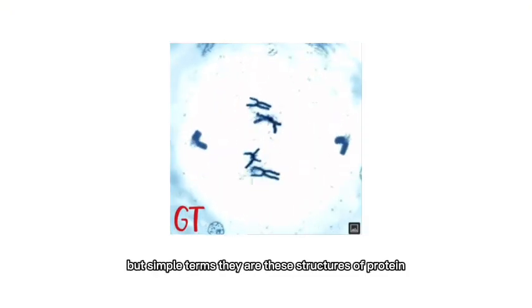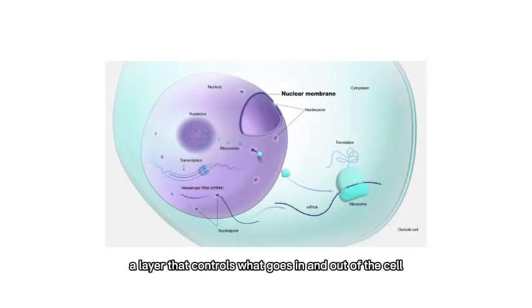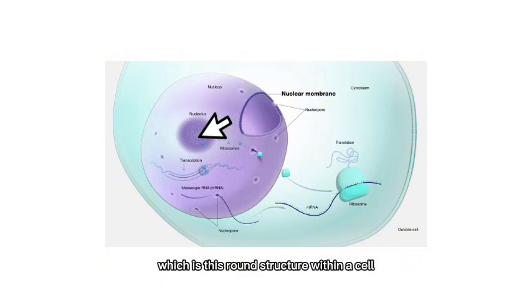We briefly went over spindle fibers, but in simple terms, they are structures of protein which aid in separation of chromosomes. And lastly for our notes, we have nuclear membranes. But first, what are these? Nuclear membranes are a layer that controls what goes in and out of a cell. It covers the nucleus, which is this round structure within a cell that houses DNA, or our chromosomes.